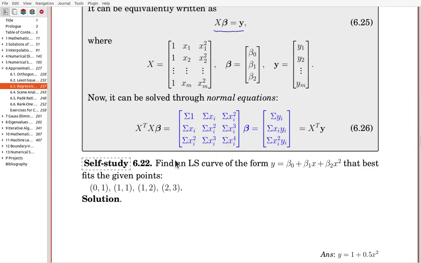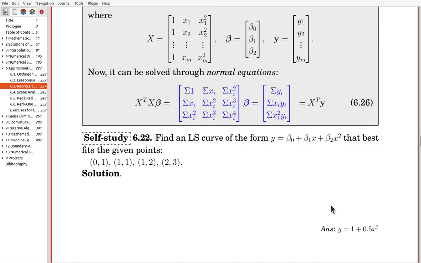Now find the least squares curve of the form quadratic that best fits the given points. The exact same, and following this formula, you can get it. You'll see the answer must be 1 plus half x squared. So try it yourself.